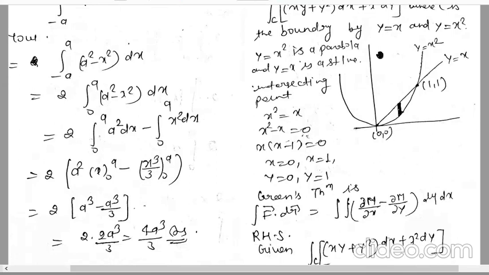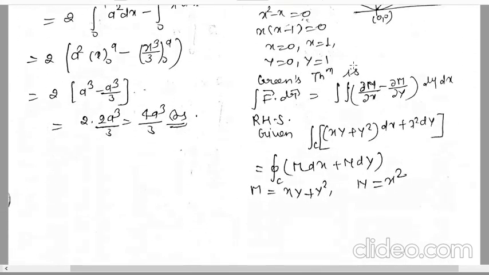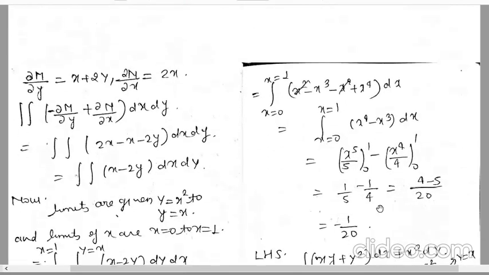Now for the right hand side, you need to calculate M dx plus N dy. So M is equal to this one, N is equal to this one. Next, you will calculate del M upon del y and del N upon del x. So del M upon del y is x plus 2y, and del N upon del x is 2x. Now the double integration of this one, x minus 2y, dx dy.